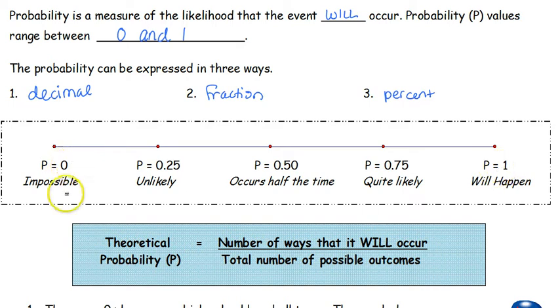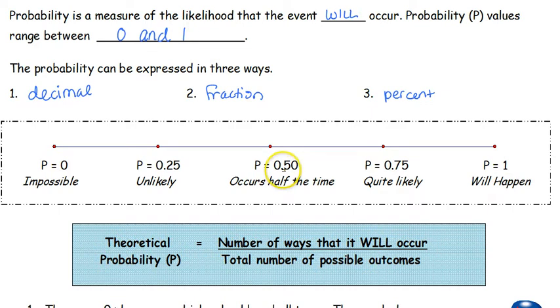When we look at this scale of probability, we know it's between 0 and 1. If the probability is 0, that means it's impossible. It will never happen. If the probability is 1, that means it's 100% going to happen. It will happen no matter what. There's no option but it happening. Then we look at everything in between.